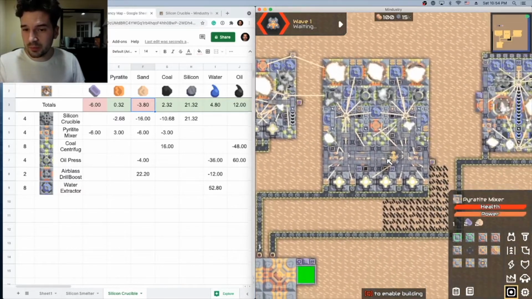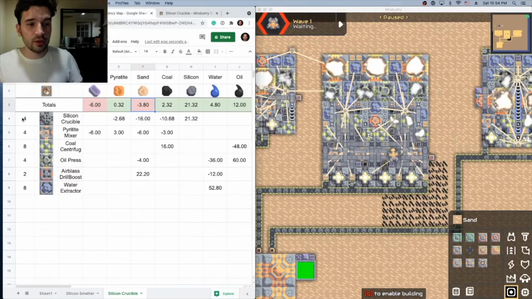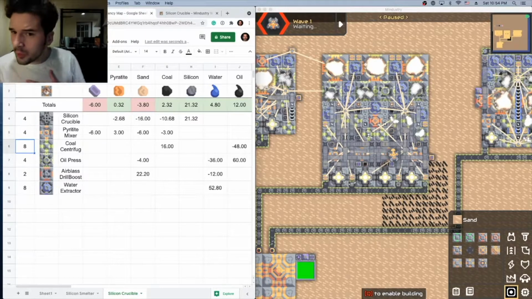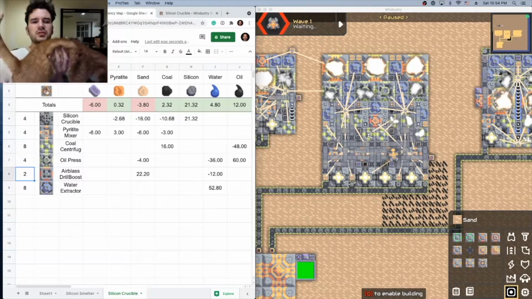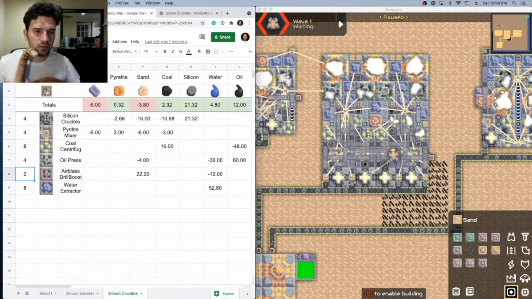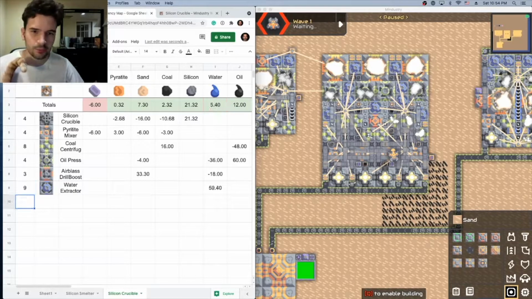This one is actually a little bit better, or a lot better. It's actually evened out perfectly. So this one is four pyrotite, four coal centrifuges, four, no, one, two, eight. Oil press, this is four. Air blast drills is three. And then water is, let's see, 1, 2, 3, 4, 6, 7, 9. So this one here is perfectly balanced.